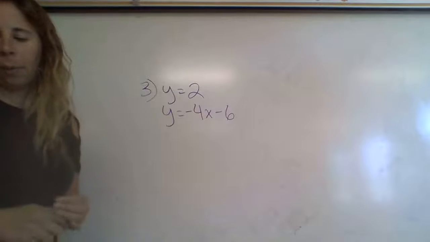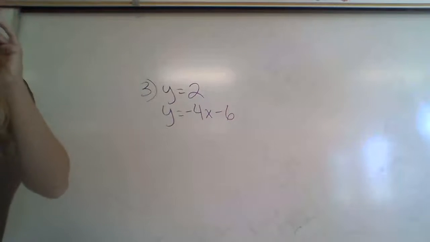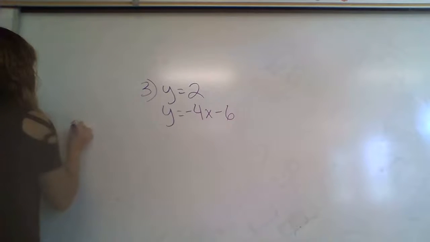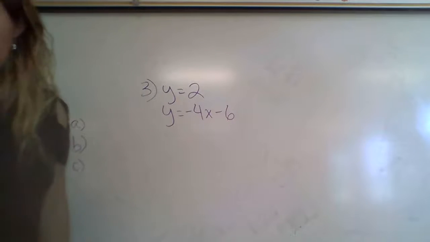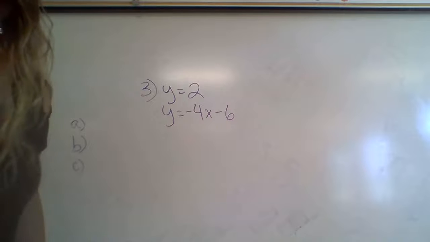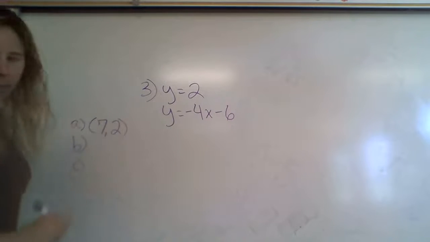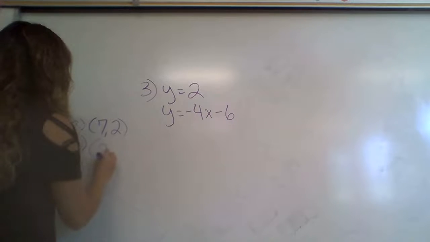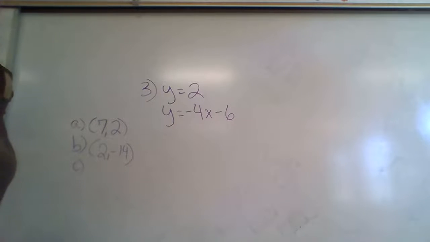Okay, I won't do all of number 3, but I'll do one example of it. So they give you 2 equations and they give you 3 points. I didn't write this down before I unpaused you. The points are 7, 2, and 2, -14, and -2, +2.